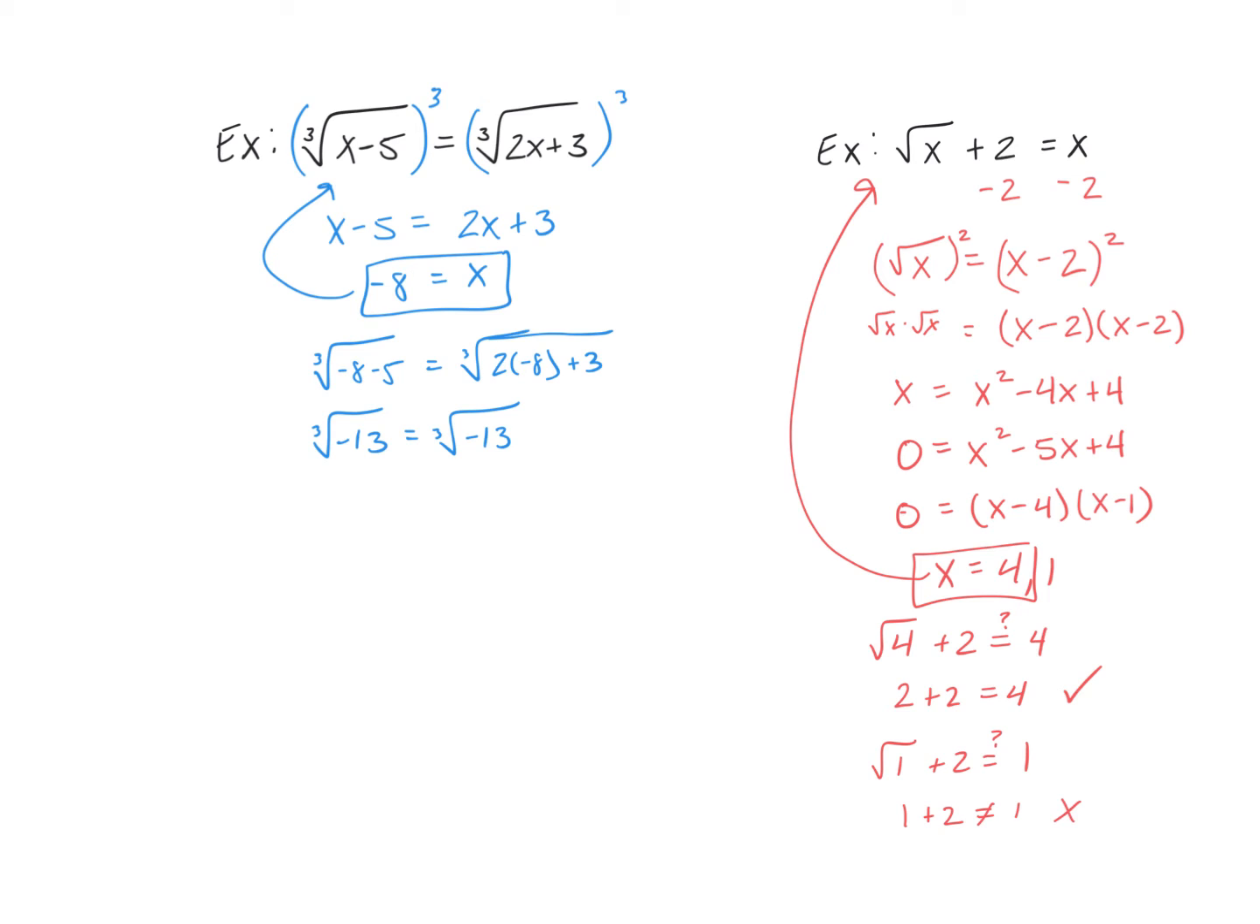1 would work if we were recognizing the negative option to that problem. We are not. We are only recognizing the primary solution. So therefore, the only solution for x is 4.